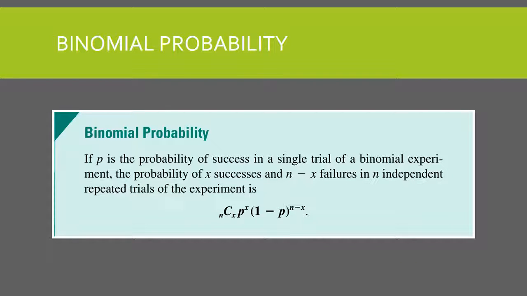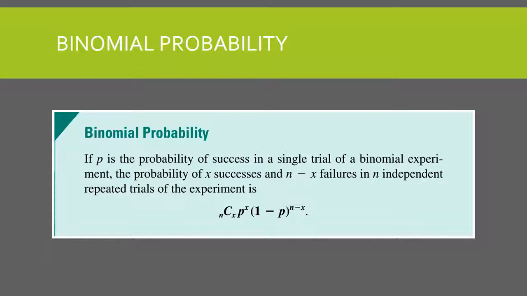If p is the probability of success in a single trial of a binomial experiment, the probability of x successes and n minus x failures in n independent repeated trials of the experiment is n choose x times p to the x times 1 minus p to the n minus x.